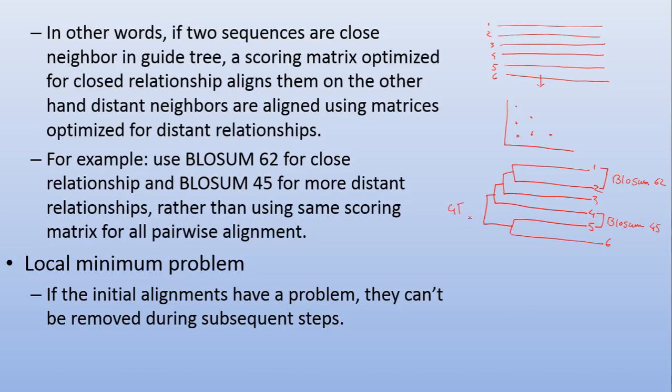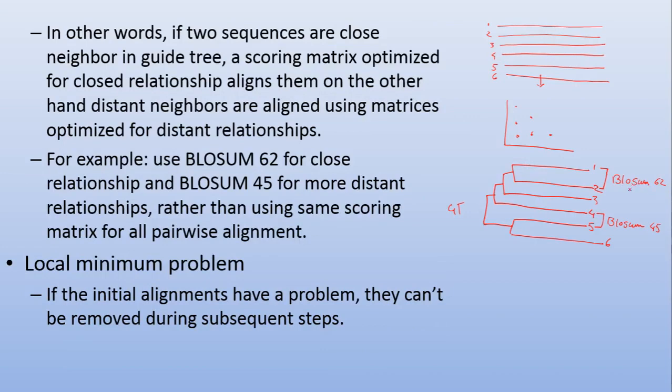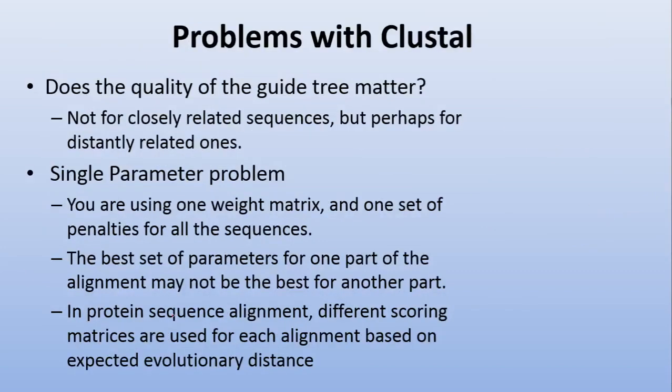Okay, so the problem is what we call the single parameter problem. If you use the same scoring matrix to align two sets of sequences that are distantly related, or differentially related to each other, then it might become a problem. So the scoring matrices are to be appropriately used. That is what is said in sequence alignment.